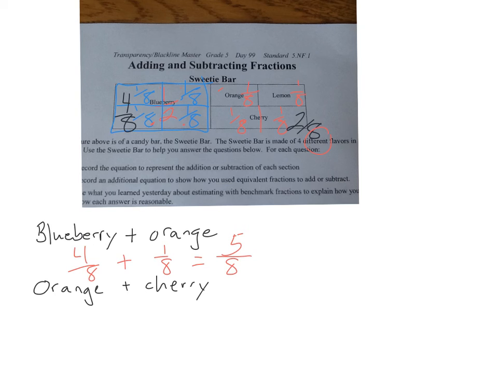I can do the same thing, adding orange and cherry. Orange is 1/8. The cherry was 2/8. When I add that together, I'm going to see 1, 2, 3 out of the total 8 pieces. So that would equal 3/8.